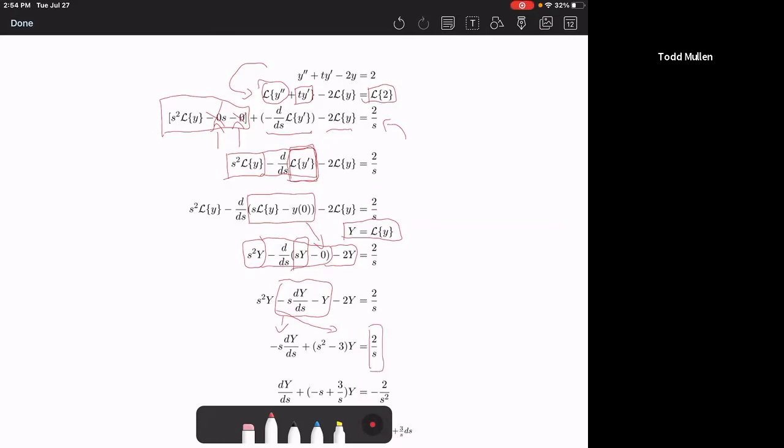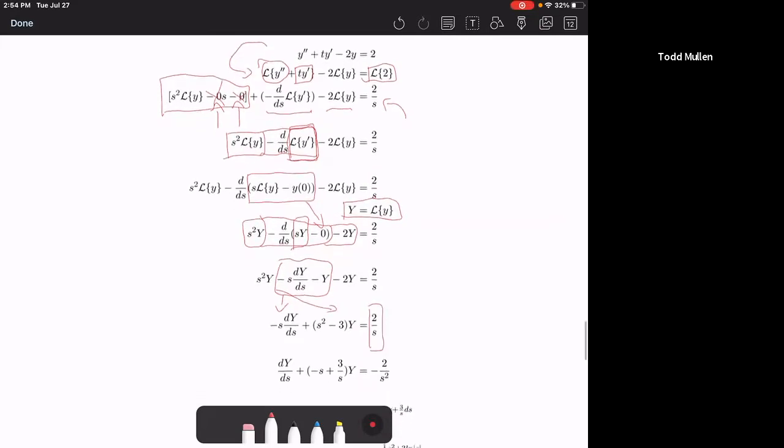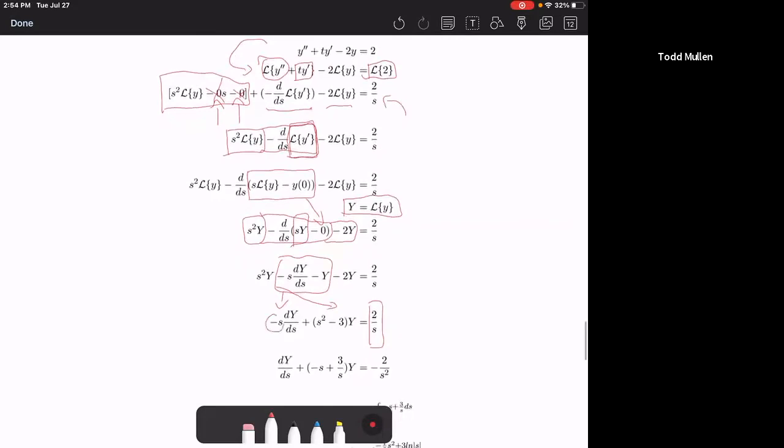And this may start to look like something we're familiar with, especially after we divide both sides by negative s to get the dY/ds all by itself, some function of s multiplied by Y, and some function of s on the right side of the equation. This is a linear equation.